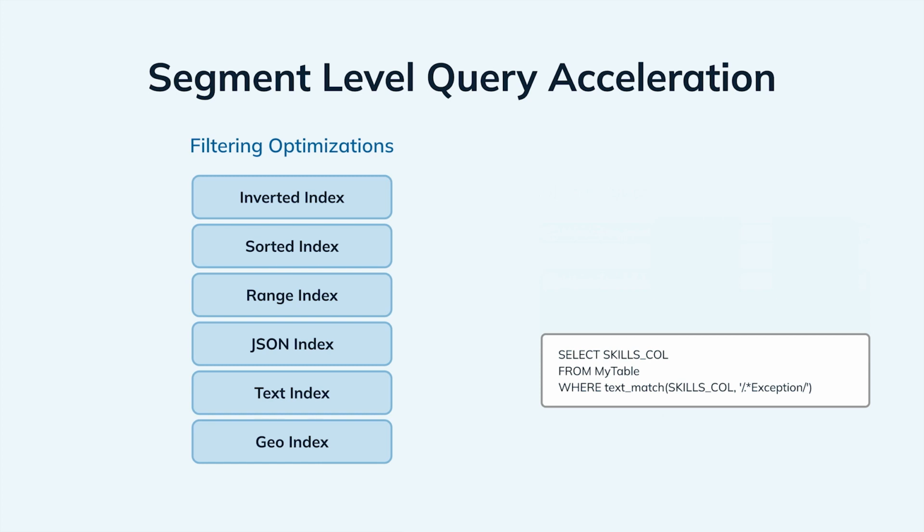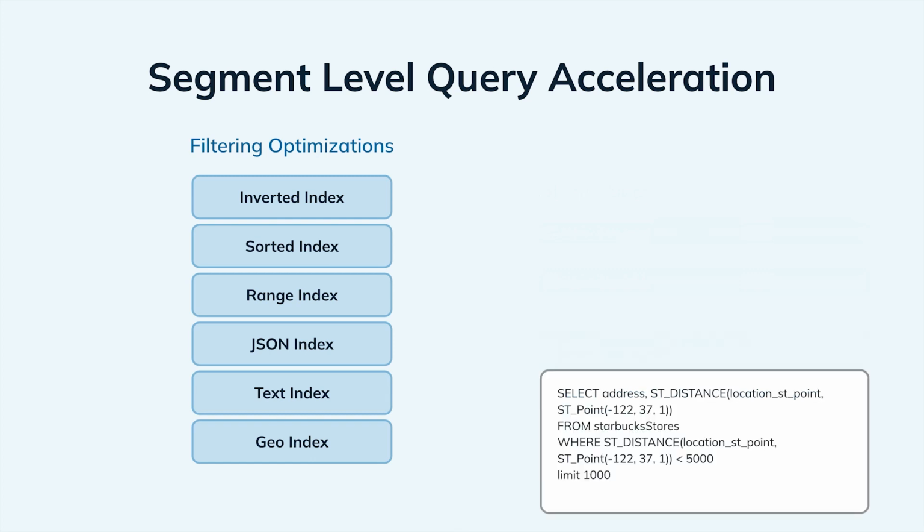This could be prefix, suffix, or regex, whatever you want to do, right? The text index will accelerate those kinds of queries. And then the geo index is actually, thank you to Uber for contributing, but for any sort of geo data, you could use this index for accelerating point and polygon or distance kinds of queries. So these indexes all accelerate the filtering phase of a query.